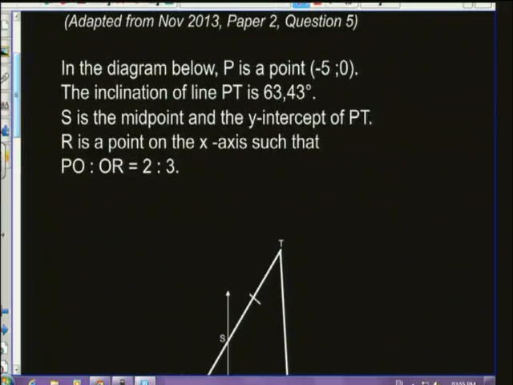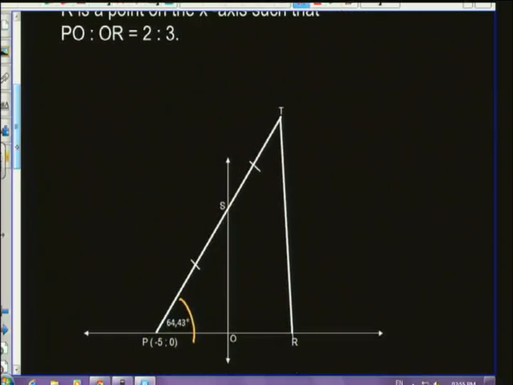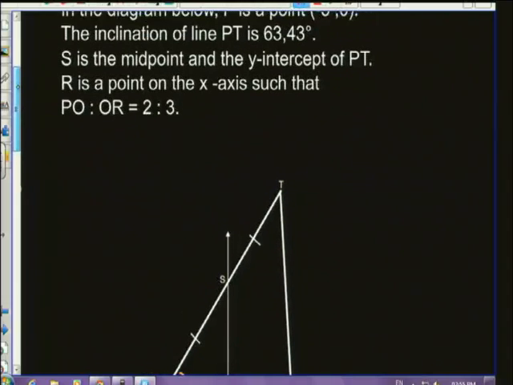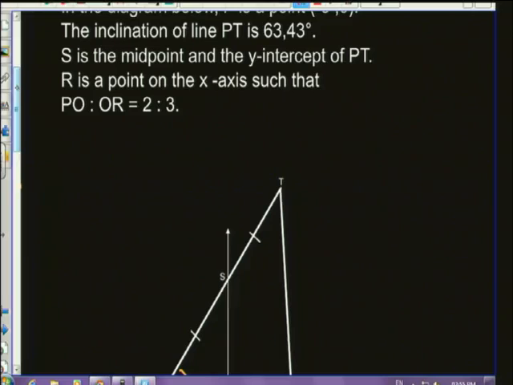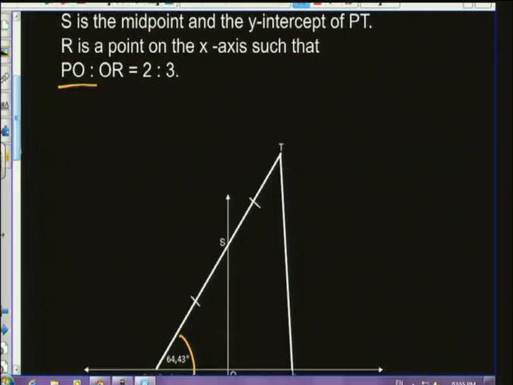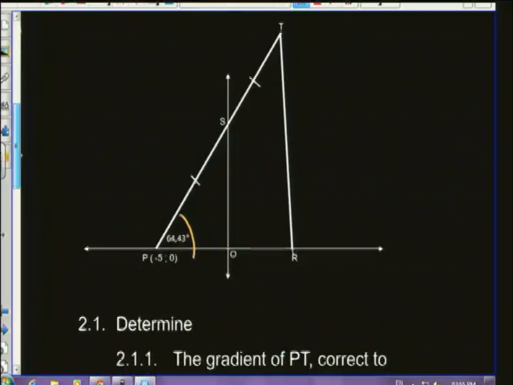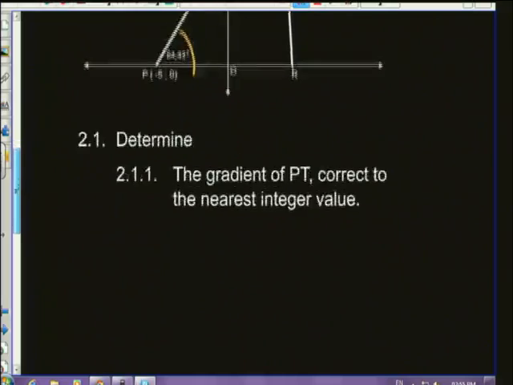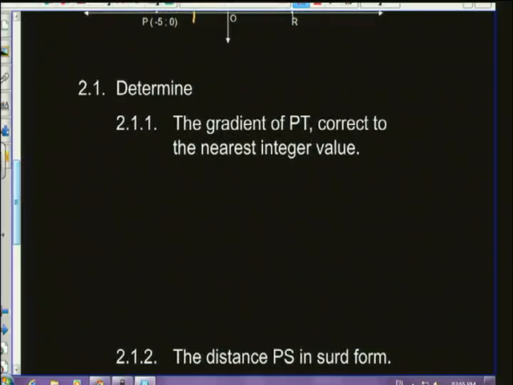S is the midpoint and the y-intercept of PT. So this point here cuts PT in half, and it is also the y-intercept of the line PT, as you can see. And they say R is a point on the x-axis such that the ratio of PO to OR is equal to 2 to 3. Awesome. Let's answer these questions now.